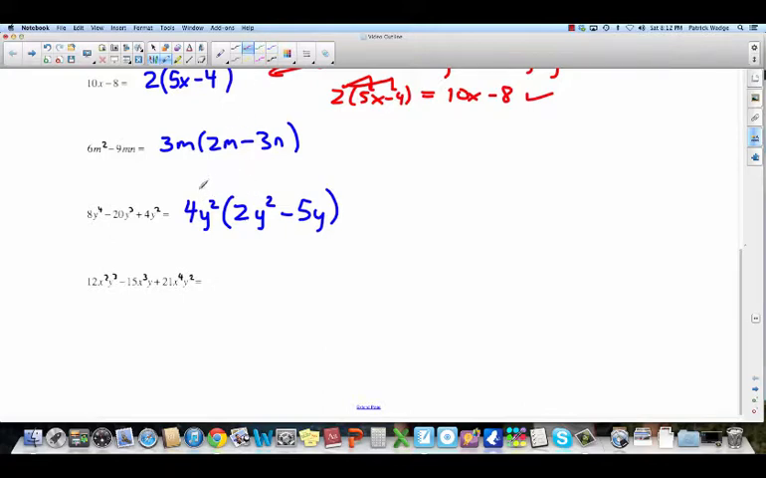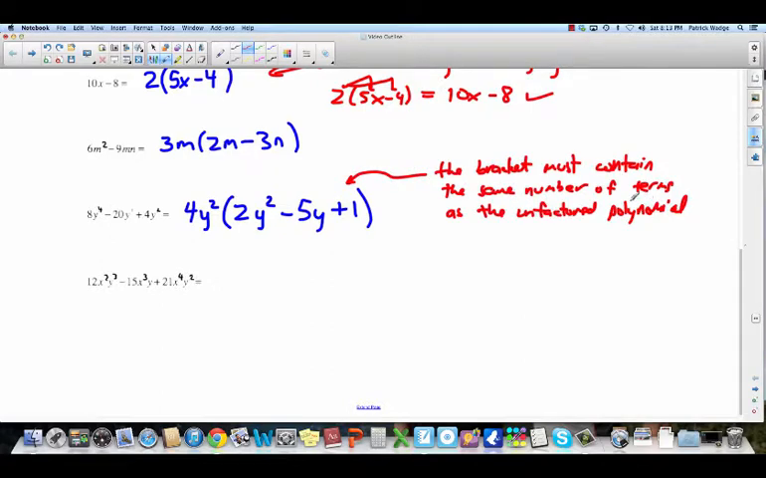If you multiplied this out right now, how many terms would you get? You'd multiply this by this and get 8y to the fourth, good. You'd multiply this by the negative 5y and get negative 20y cubed, good. And you'd be done. What about this? You need to have that plus 1 out there. So the rule, if you want, is that the bracket must contain the same number of terms as the unfactored polynomial. So since the original unfactored polynomial had 3 terms, in the bracketed area there must also be 3 terms. 2 terms here must be 2 in the bracket, 2 here, 2 in the bracket, etc., etc.